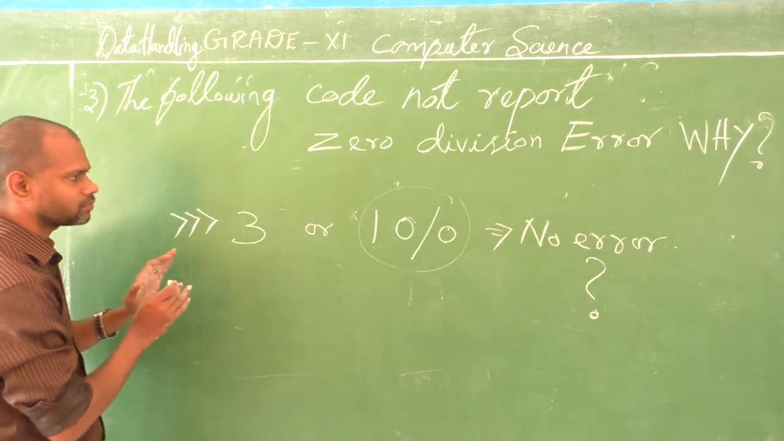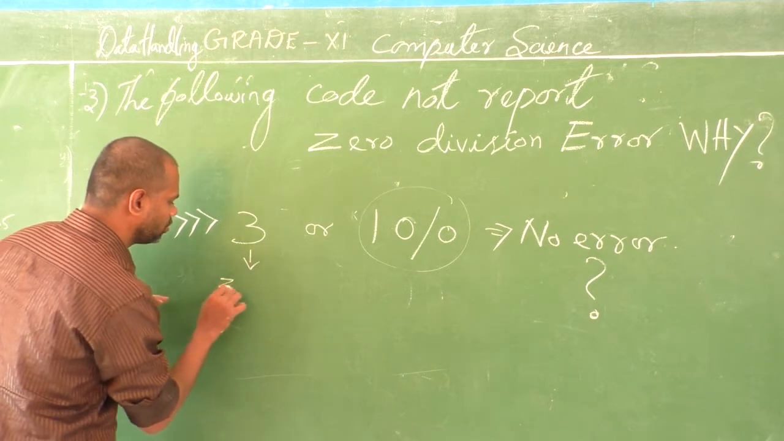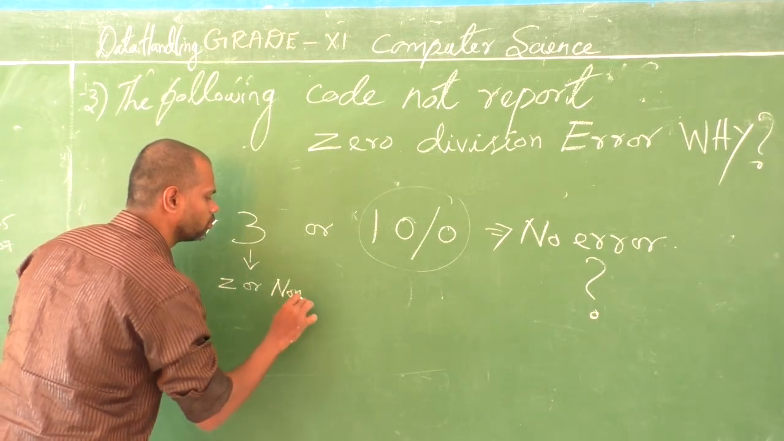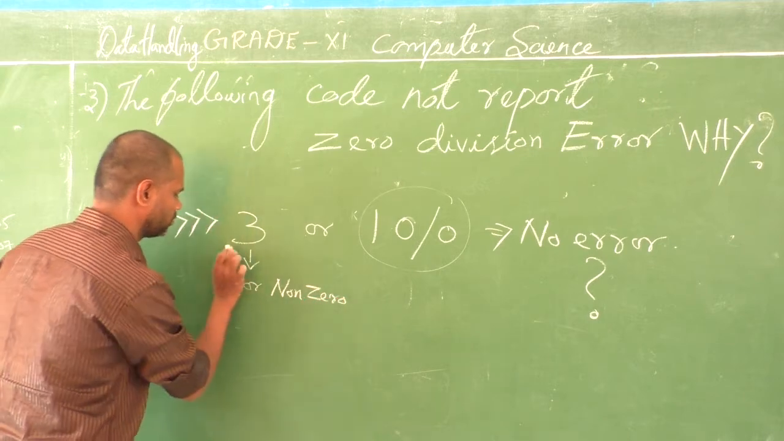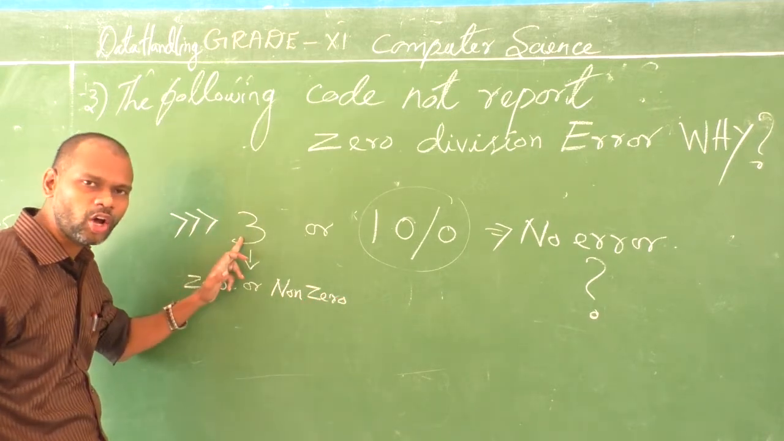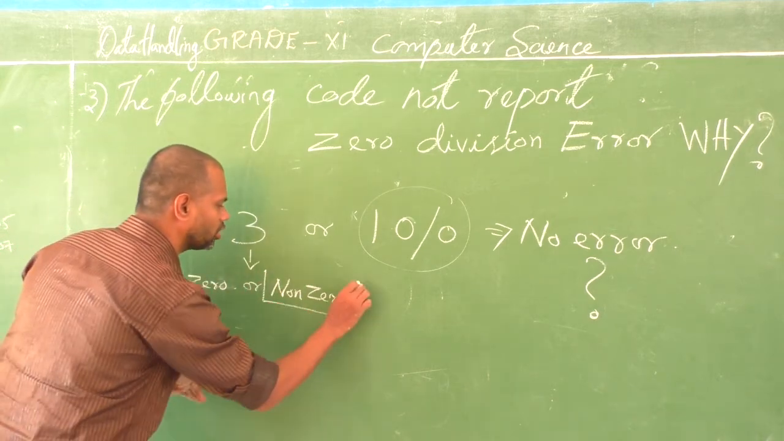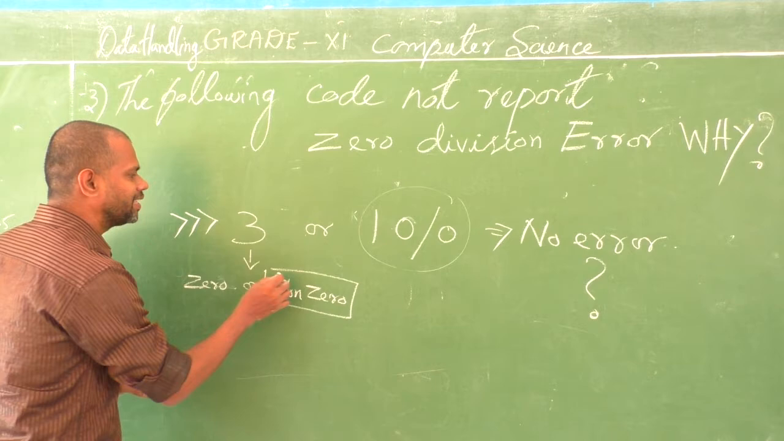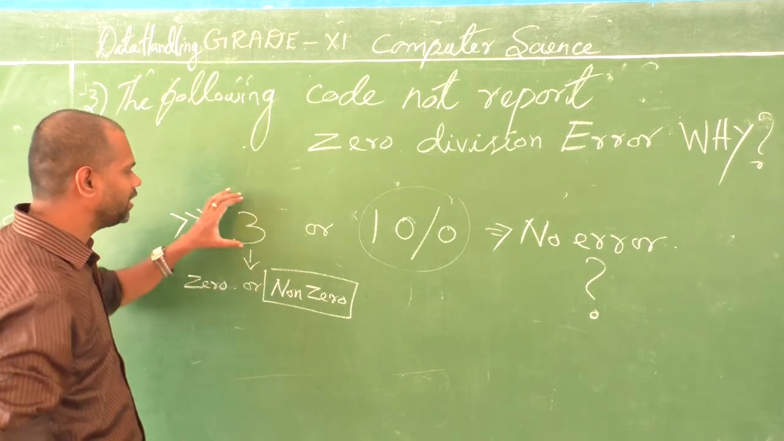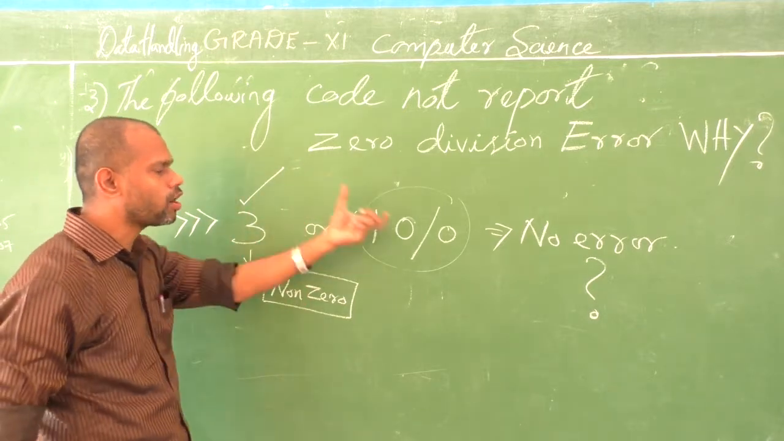Listen, here the system checks whether this is 0 or non-zero. This one is 0 or non-zero. This is under the category of non-zero. That means it has a success state. So it is a success state, so this will be selected, and it won't go for the OR option.